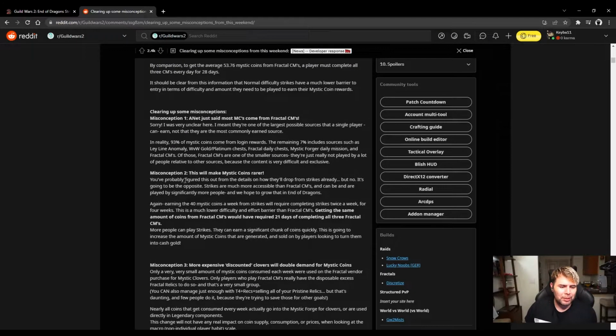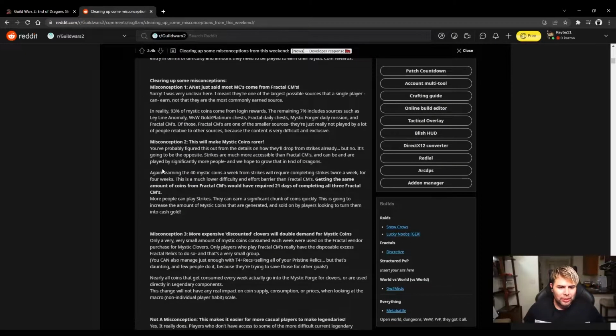This will make Mystic Coins rare, they say. You probably have figured out that from the details on how they drop from strikes already. But no, it's going to be the opposite. Strikes are going to be much more accessible, and they'll be played by significantly more people. I mean, that's what they hope, right? So they can't really say that people are actually going to be playing strikes more. They can hope that people are going to play strikes more.